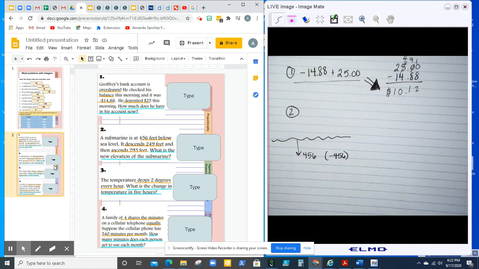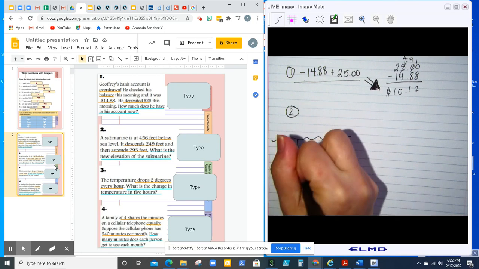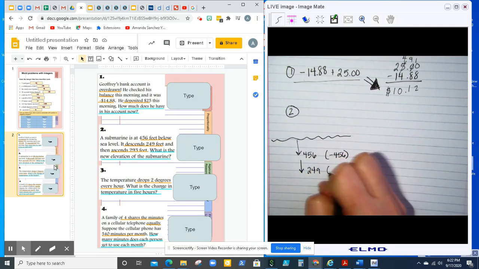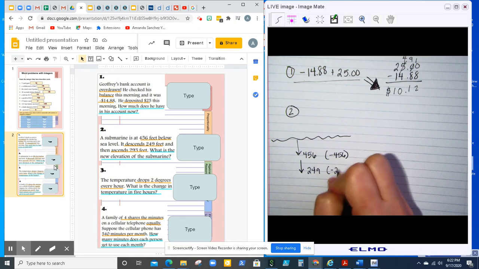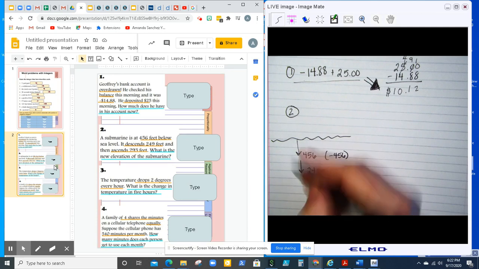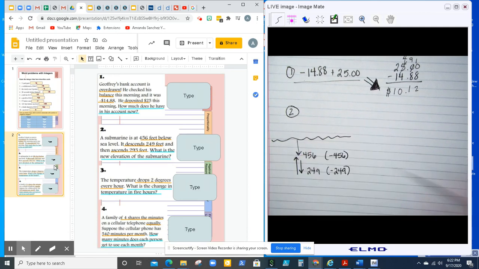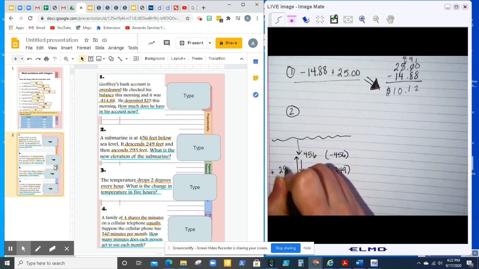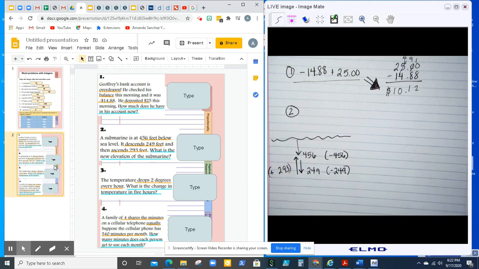Okay. The submarine now descends. Descends means to go down, to dive deeper, 249 feet. So I'm going to go another arrow, another 249 feet. So now this is negative 249. Then it ascends, it goes up, it increases 293 feet. So now it turns back around and it goes just a little bit further than where it was. So plus 293. Okay, so that's just a visual.